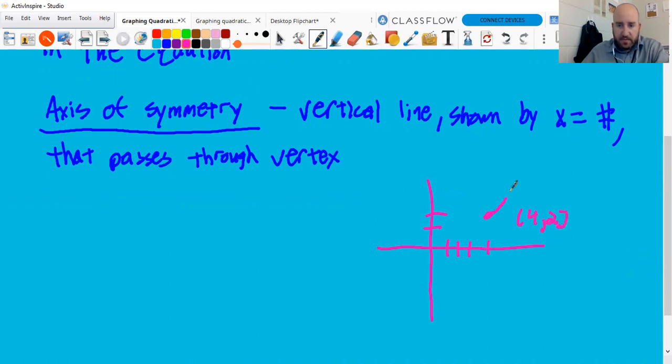All right, here's your parabola. Again, it could be upside down as well. Try to make it look a little more like it would be a reflection. I think that's not bad. All right, so here's 4, 2.